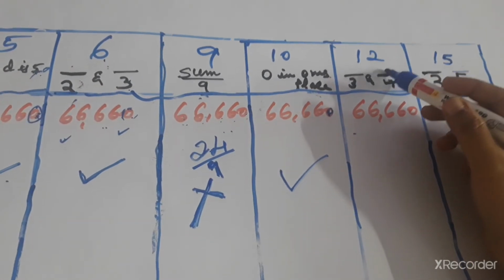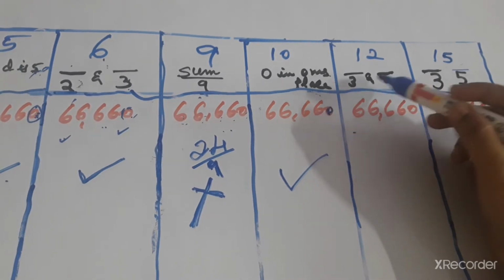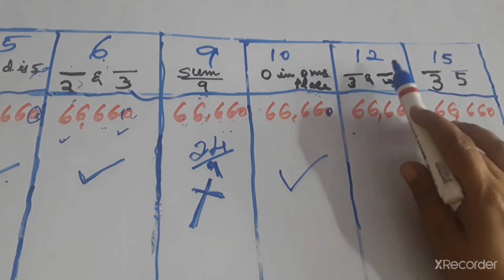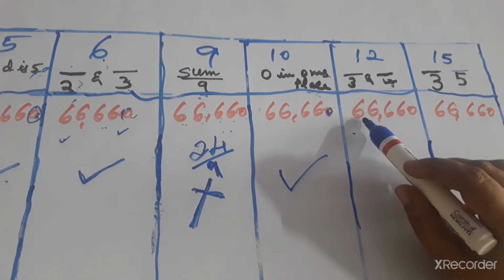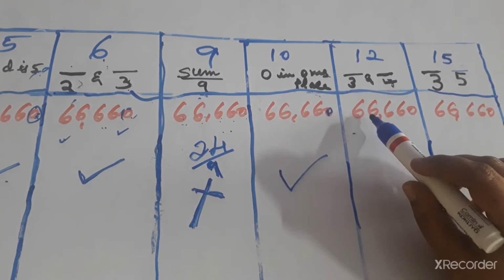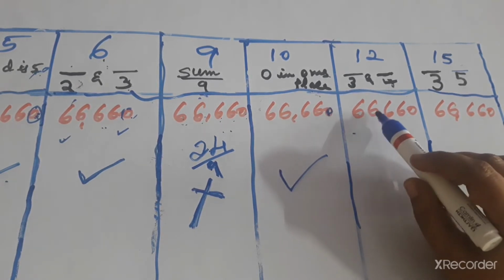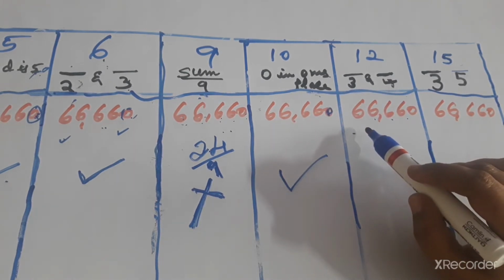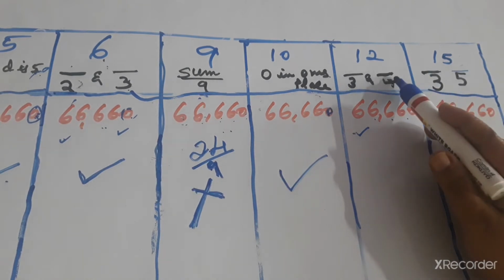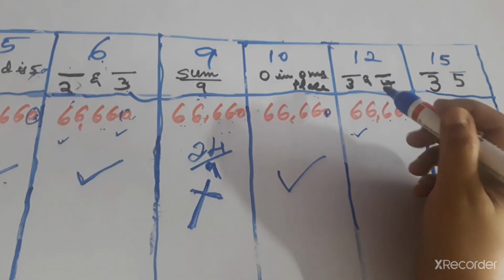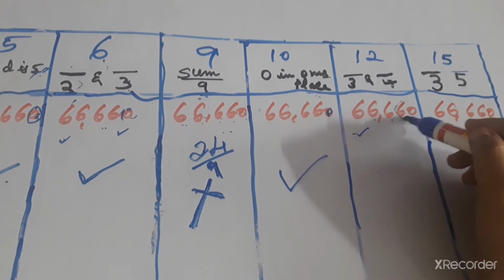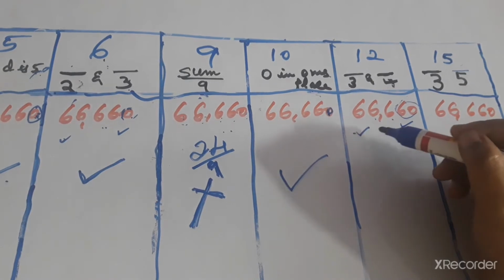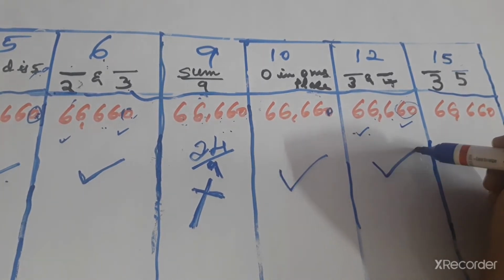Now the 12 rule. According to the 12 rule, the number should be divisible by both 3 and 4. We have to check whether this number is divisible by 3 and 4, then it will be divisible by 12. Now 3 means 6 plus 6 plus 6 plus 6 plus 0, the total is 24. 24 divided by 3, 3 8s are 24. It is divisible by 3, and now we have to check with 4. 4 means the last 2 digits, 60 divided by 4. 4 15s are 60, so it is divisible by both 3 and 4, so we can say yes.